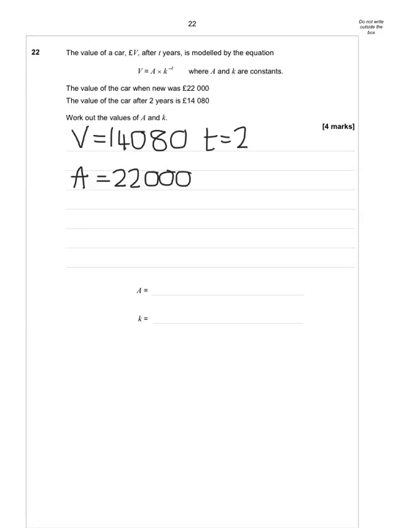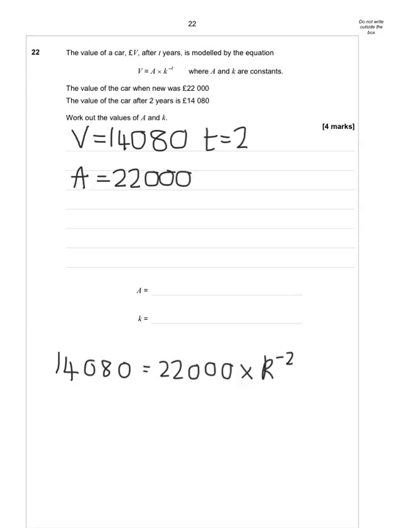I've got a bit more space at the bottom, so I'll do it there. So we've got that 14,080 is equal to 22,000 multiplied by K to the power of -2. So just substituting everything I know into the equation that's given at the top, and we now need to find out what K is.